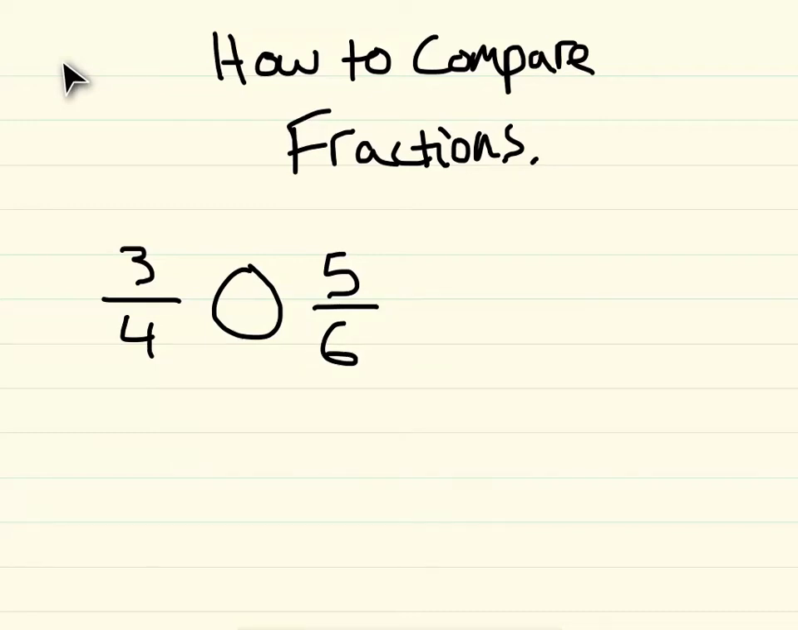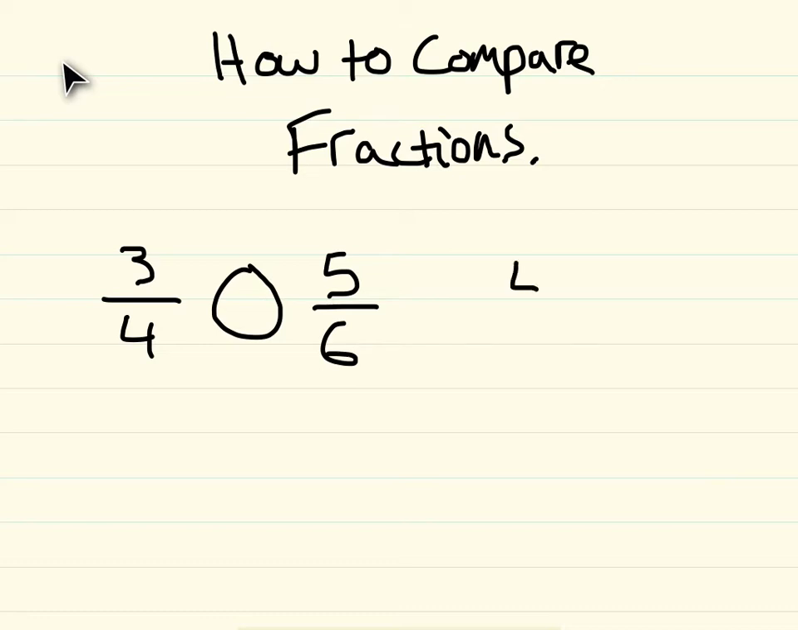This video is going to show you how to compare fractions. In this video we're going to compare 3/4 to 5/6. In order to compare fractions very easily, you need to have like denominators, which basically means you have the same denominator. So ask yourself, what number can 4 and 6 both become? If you do not know that, we can find the least common multiple of 4 and 6.